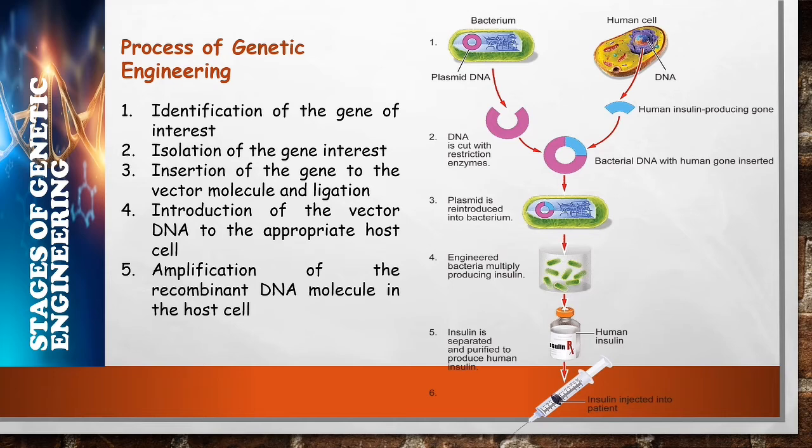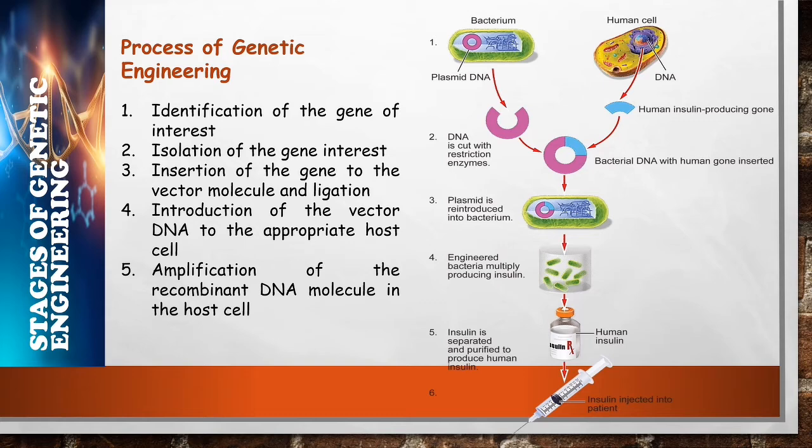2. Isolation of the gene of interest. It means to isolate the desired DNA in pure form, free from other macromolecules. 3. Insertion of the gene to the vector molecule and ligation. Insert the new gene to an existing organism's DNA. This may be achieved through a number of different processes. When modifying bacteria, the most common method is to add the isolated gene to a plasmid. This is done by cutting the plasmid with the same restriction enzyme that was used to remove the gene from the original DNA. 4. Introduction of the vector DNA to the appropriate host cell.